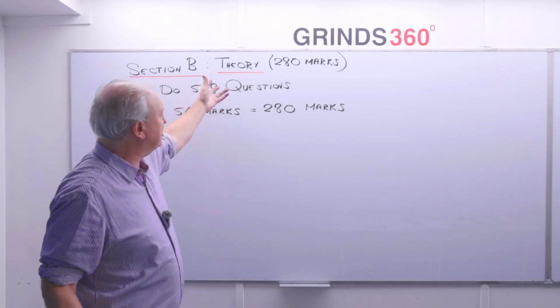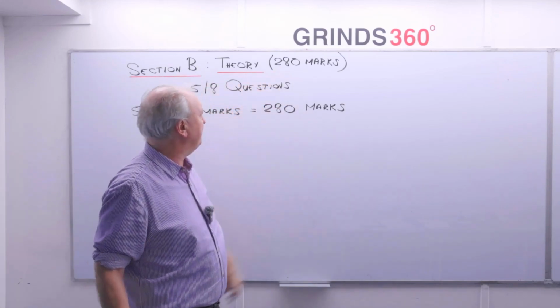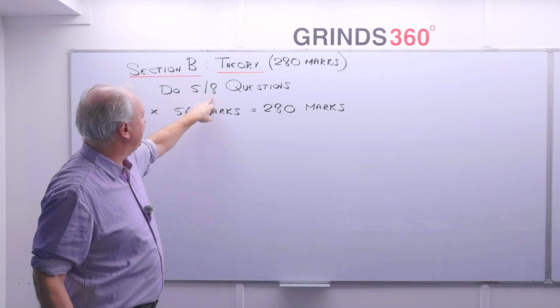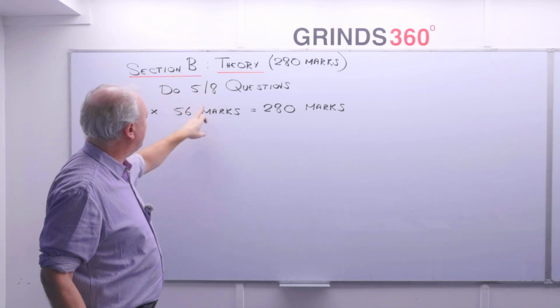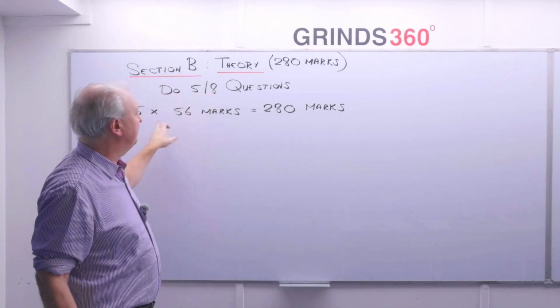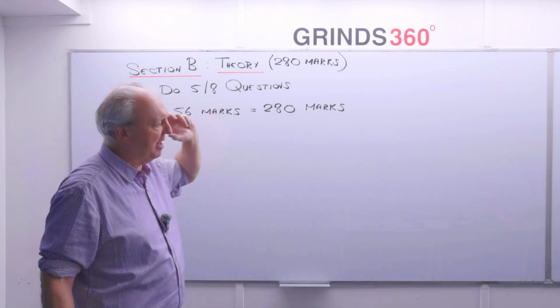So the theory section, 280 marks altogether. You've got to do 5 out of 8 questions. Each question is 56 marks. 5 by 56 gives me 280 marks.